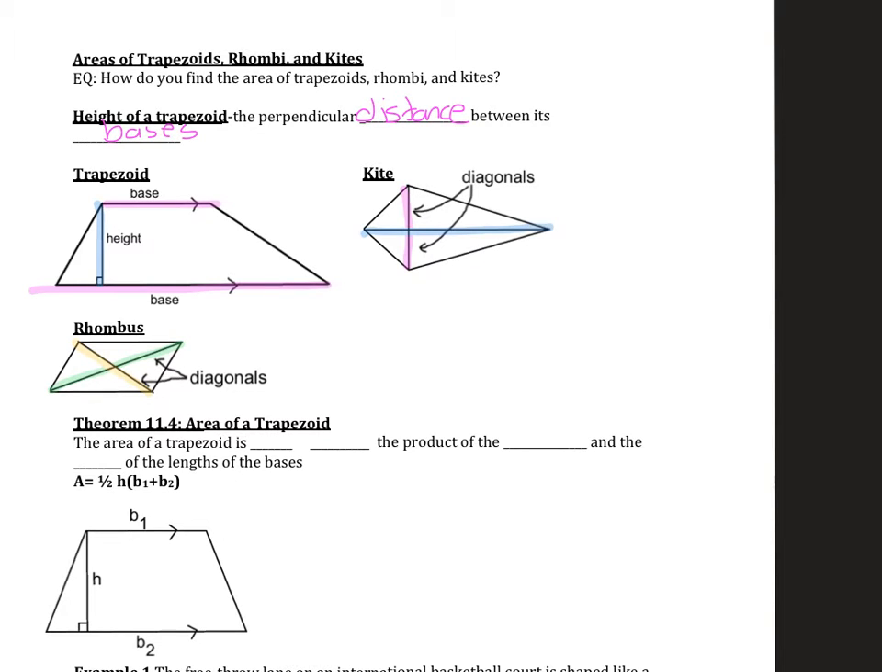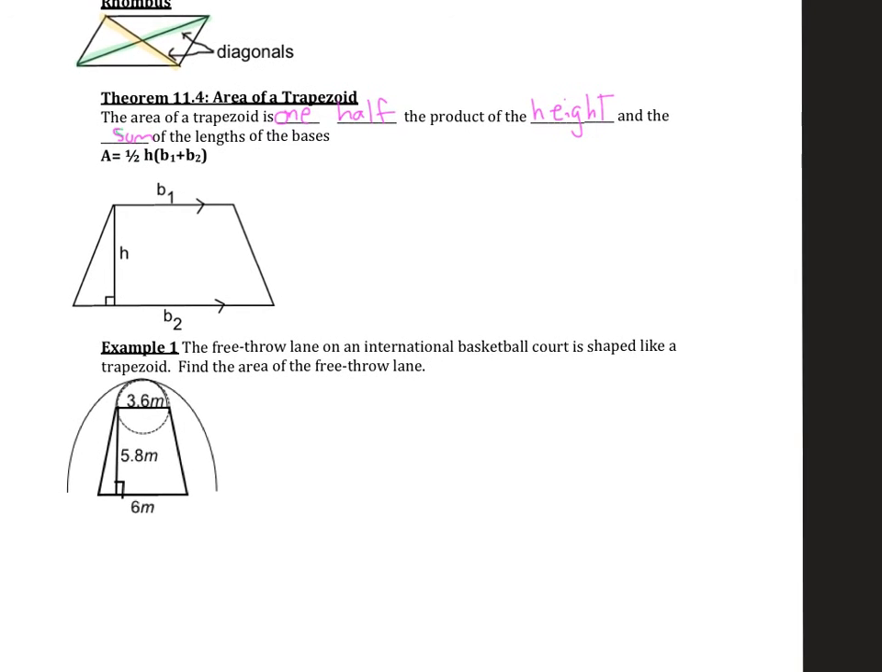So the area of a trapezoid is 1/2 the product of the height and the sum of the lengths of the bases. So it's 1/2 h times the quantity of base 1 plus base 2. Okay, so we'll go through one with numbers so it hopefully makes a little bit more sense. And again, this formula is on your formula sheet, I believe, if that helps at all.